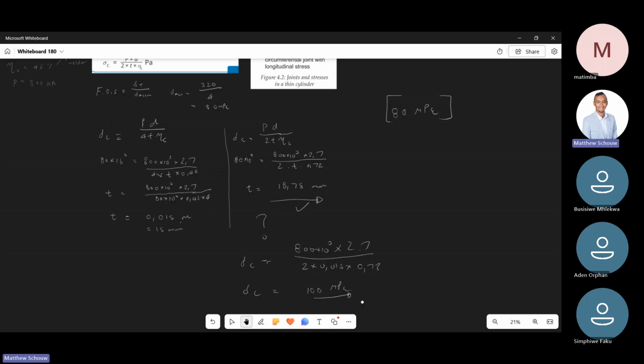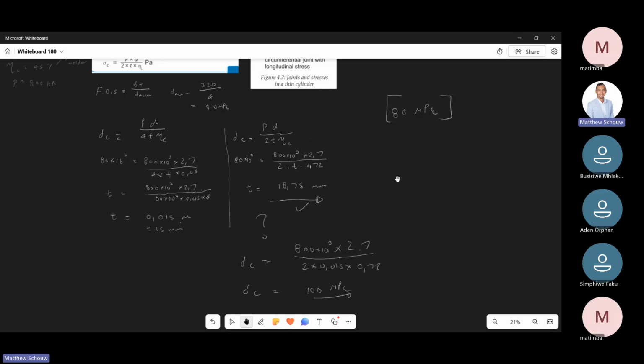Who's thinking? Will that plate be suitable? It will not be. Why? It exceeded, you see here? It exceeded the 80 megapascals. You understand?